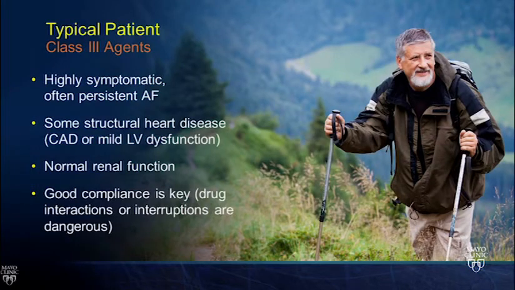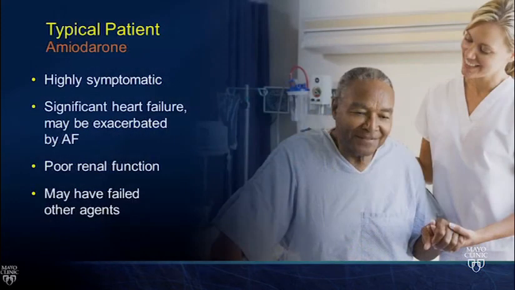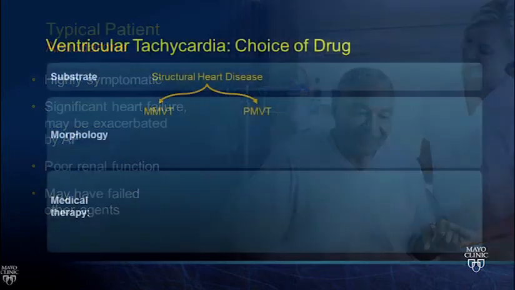Compliance is going to be key. You cannot double up on the potassium channel blockers because that can lead to adverse arrhythmias. Now, when do you think of amiodarone? Amiodarone is for somebody who is really sick, has significant kidney dysfunction, heart failure, and has failed other drugs. And if you want to maintain sinus rhythm, amiodarone may be the only option.